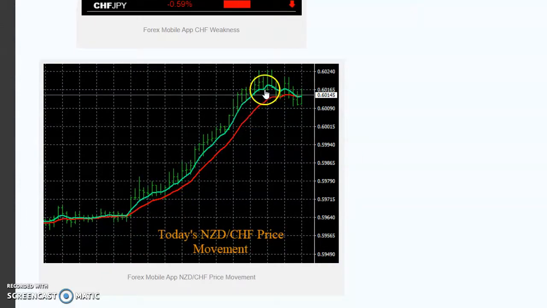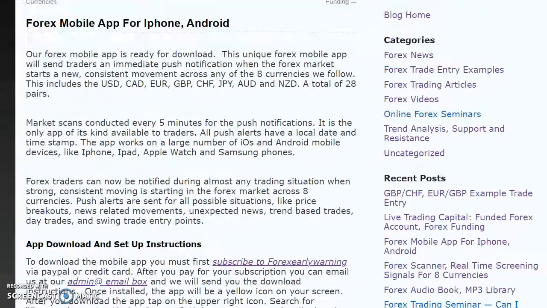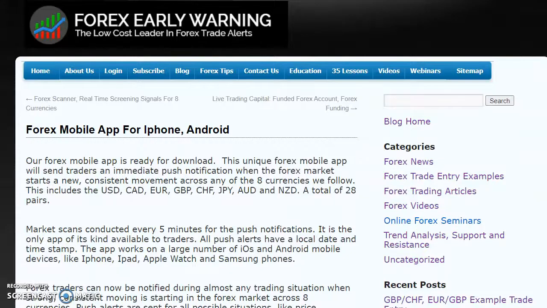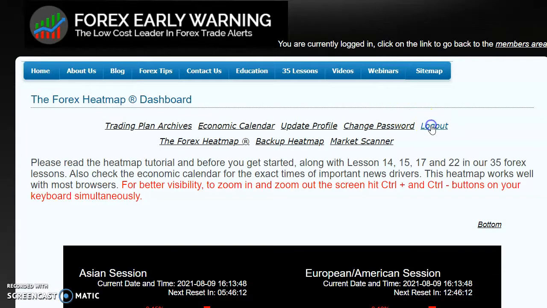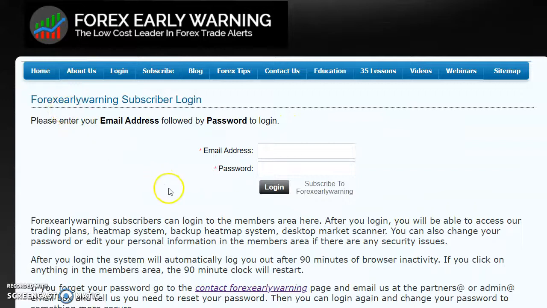And once again, these aren't small movements. You get the initial move, and then you get the push alert, and you can usually capture about half of the movement. Another great movement cycle, and then when it stalls, you can just scale out lots or exit if the pair is not trending. So let me log out here and go back to the Forex Heatmap.